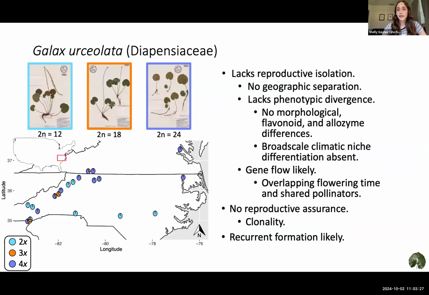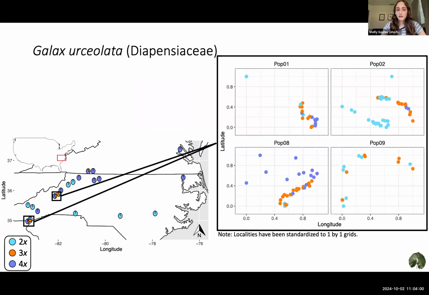In the system that I focus on, Galax urceolata, a southern Appalachian endemic with diploids, triploids, and autotetraploids, it really doesn't have a lot of things going for it. It lacks that reproductive isolation. There's geographic overlap. There's no phenotypic divergence. Gene flow is quite likely based on microsatellite markers and target enrichment, as well as because of their overlapping flowering time and shared pollinators. It also has no reproductive assurance. It's clonal, but it's self-incompatible. So the only thing it has going for it is this recurrent formation. Despite this, when you walk into the populations, you see a mishmash of cytotypes, and there's no microgeographic segregation.